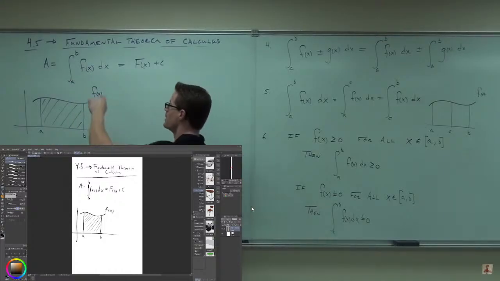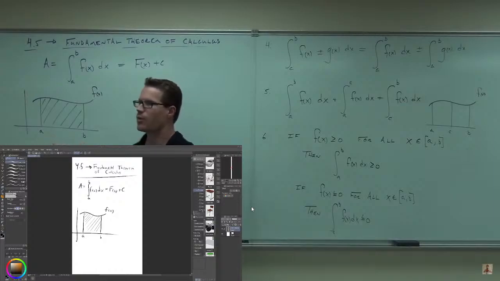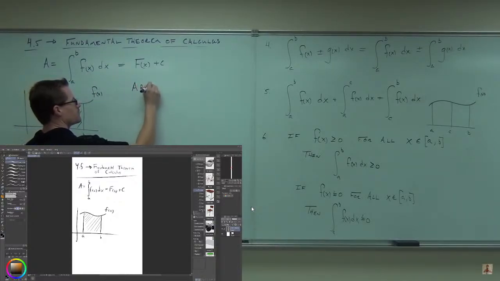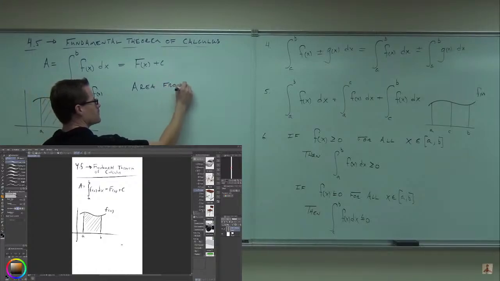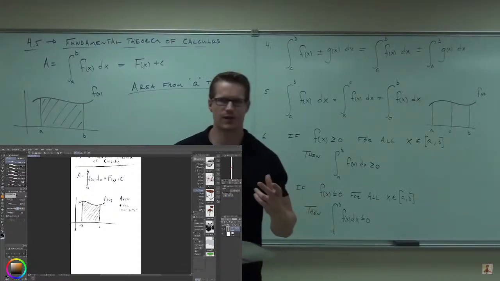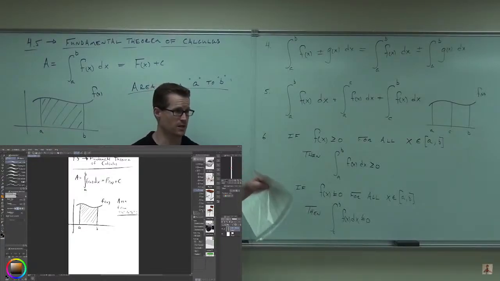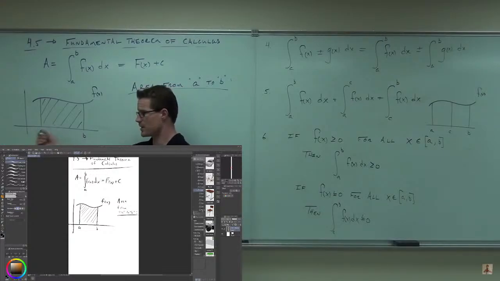So how can we go from this picture and tie it all together? What we want is the area from A to B. Here's how we're going to think of it. Could you find the distance from A to B? How would you do it? You would do B minus A. If this was 10 and that was 3, you'd do 10 minus 3, right?